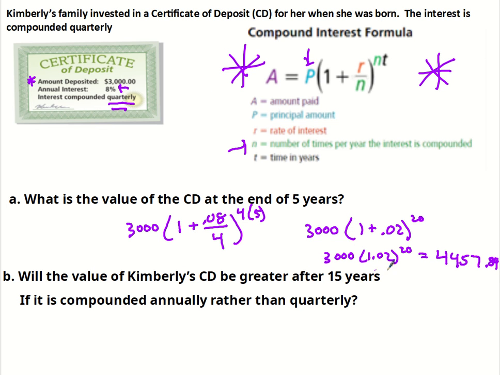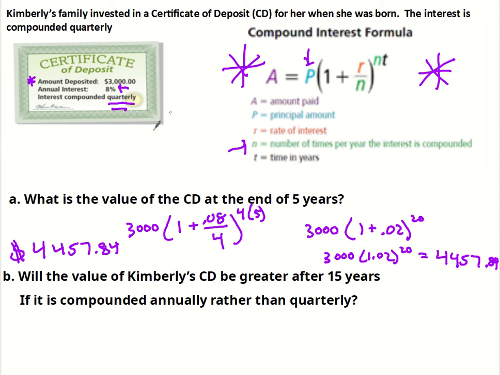So after multiplying, I just did the work on my calculator. After multiplying, we get 4,457.84. So the value of this account now after 5 years is $4,457.84, and that's without adding any money to it. They just did a deposit, and then it was earning compound interest. After 5 years, they've made $1,457.84 by letting it sit there and do nothing.